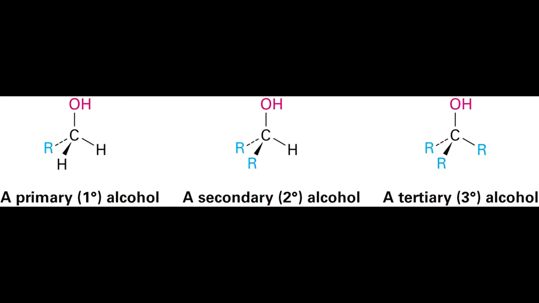Alcohols can be classified into three major groups, namely primary, secondary, and tertiary. This classification is based on whether the alcohol carbon is bonded to 1, 2, or 3 other carbons. This classification is important because these groups of alcohols react differently.